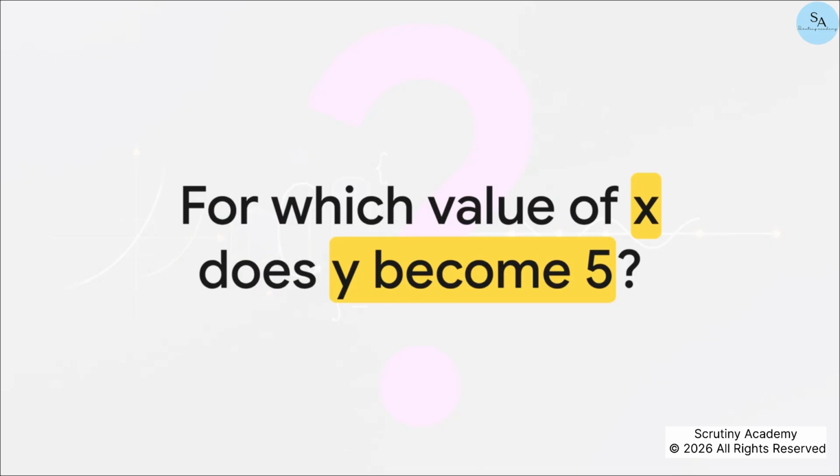And that brings us to our primary problem. If our equation is y equals 2 to the power of x, for which exact value of x does y become 5? Well, let's think about it. We know that 2 squared, 2 to the power of 2, is 4, and 2 cubed is 8. So the power that gets us exactly to 5 has to be some messy decimal somewhere between 2 and 3.